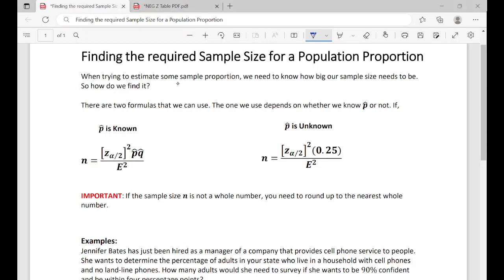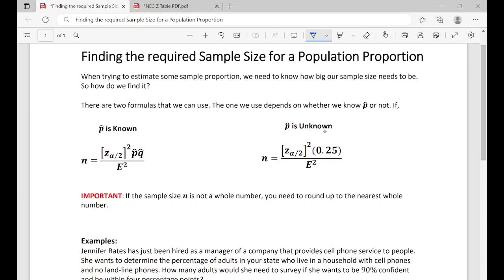When trying to estimate some sample proportion, we need to know how big our sample needs to be. So how do we find it? Well, there are two formulas that we can use. The one we use depends on whether we know p hat or not. If p hat is known, then we use this formula here: z sub alpha over 2 squared times p hat times q hat over the margin of error squared.